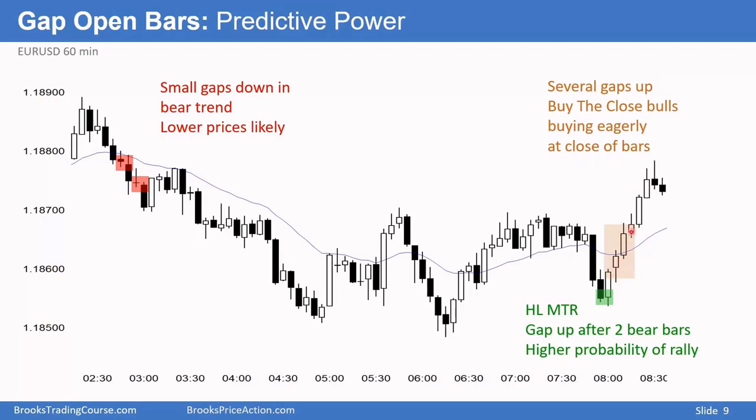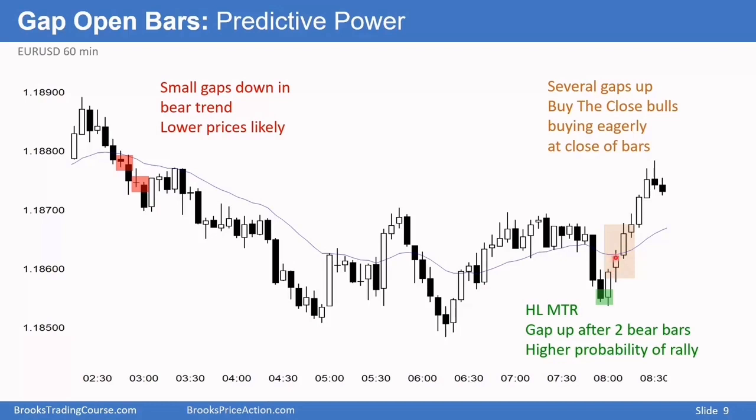Now we have a buy the close bull trend. Look at the open of this bar and the close of that bar. Why is this open above that close? Because so many traders thought the market was going higher. As soon as they saw this close, they hit buy the market. Why is this open above that close, or this open above that close?